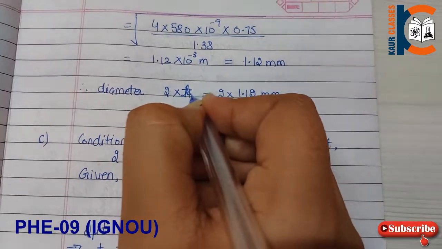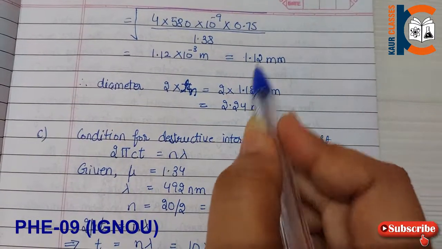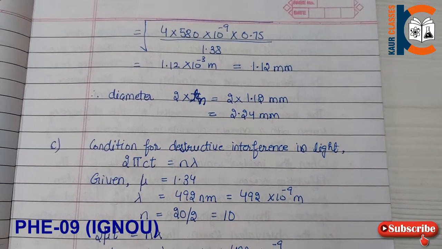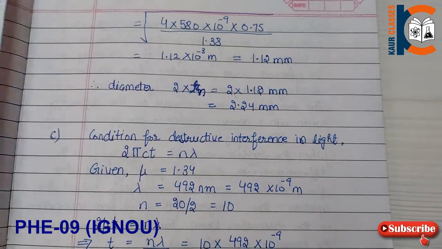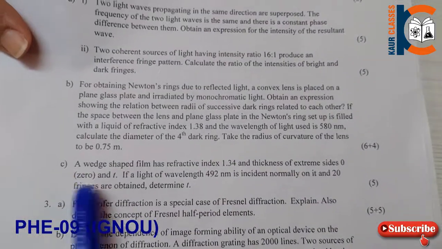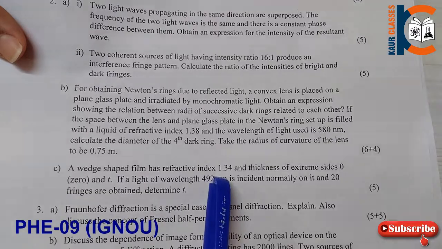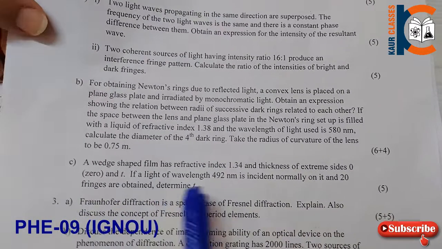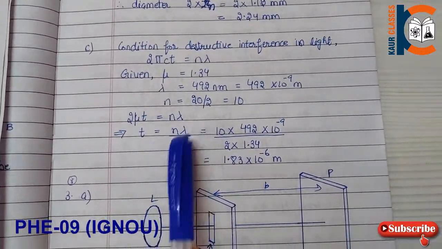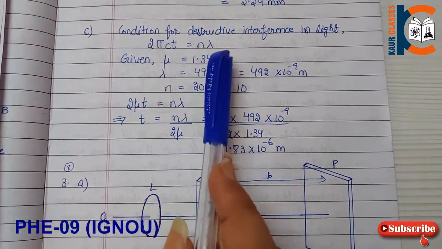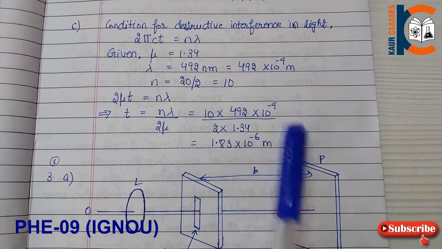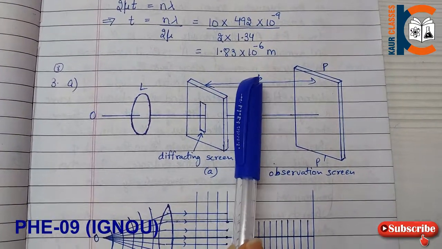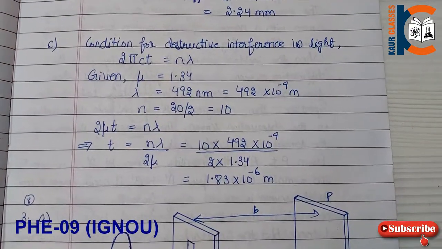R here, not pi, this is Rn. Rn is equal to 1.12, and we have the answer 2.24 millimeter, or 2.24 into 10 to the power minus 3 meter. Question number 3C: the wedge shaped film has refractive index given, thickness is given, wavelength is also given, and we have to determine t. t is n lambda upon 2 mu, and we have the values of mu, lambda and n. Put these values and we have the thickness 1.83 into 10 to the power minus 6 meter, or 1.83 micrometer.